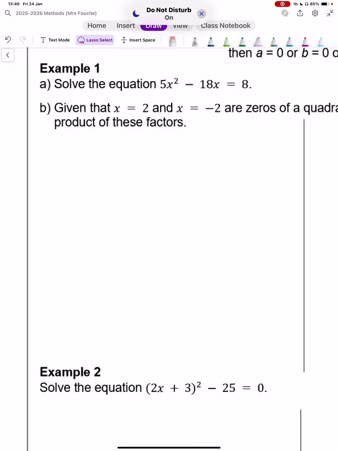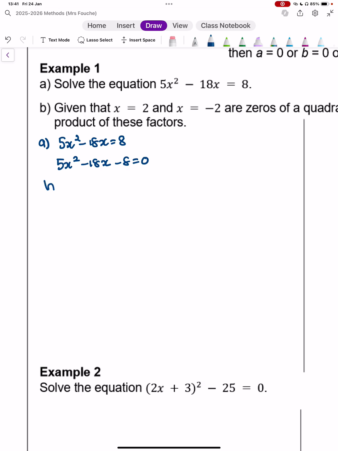All right, in order to solve an equation, we need to get our equation into the form ax squared plus bx plus c equals 0 so that we can use our null factor law. So let's have a look at our first one. We have 5x squared minus 18x equals 8, and we want to take that 8 across so that we've got 5x squared minus 18x minus 8 equals 0.